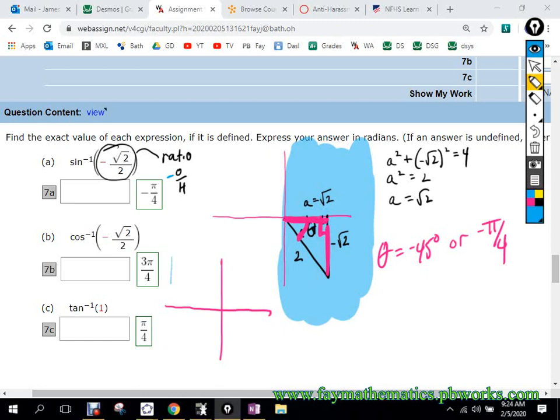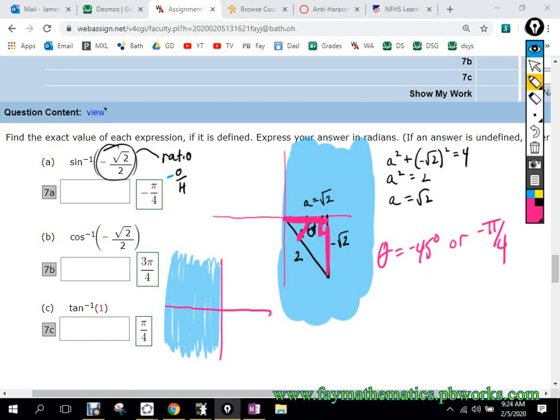Yeah, cosine is going to be negative in quadrants 2 and 3. So these two quadrants are negative. But the cosine inverse is only ever going to give you something back out of those two quadrants. Cosine inverse is defined only between 0 and pi.